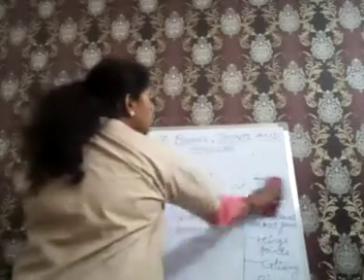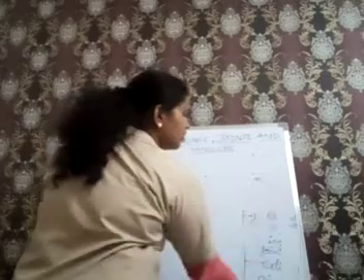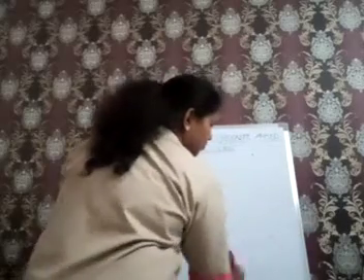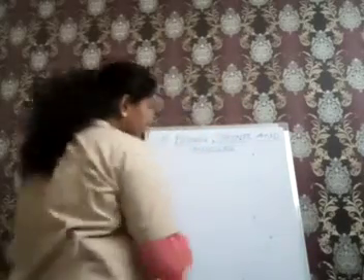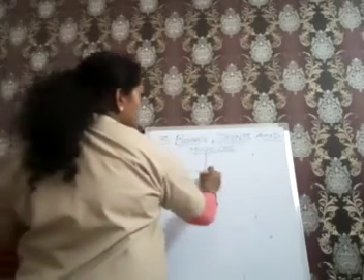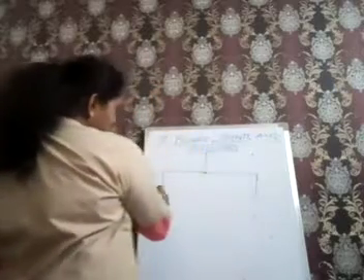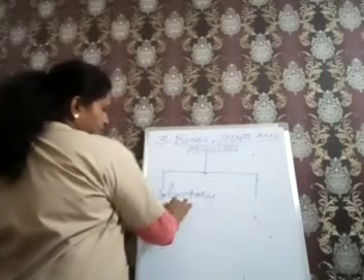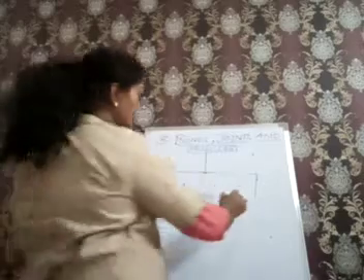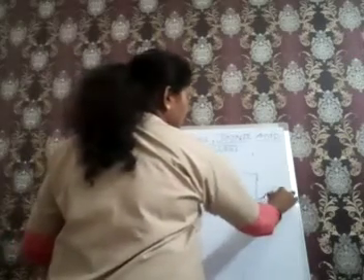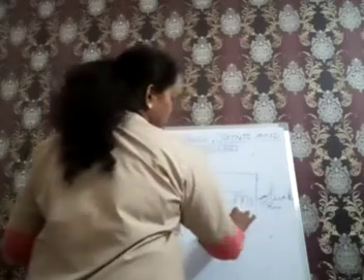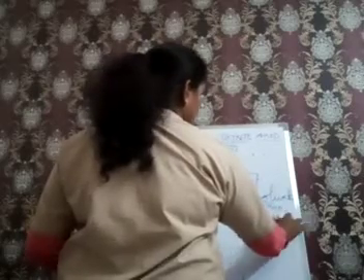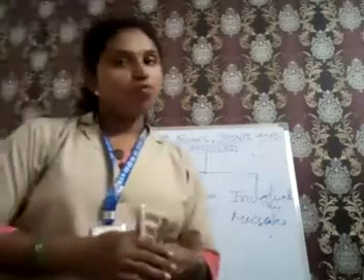divided into two types. Okay, these muscles are divided into two types. What is that? Voluntary muscles and involuntary muscles. Okay, children, voluntary and involuntary muscles.